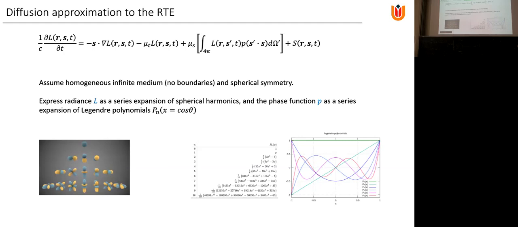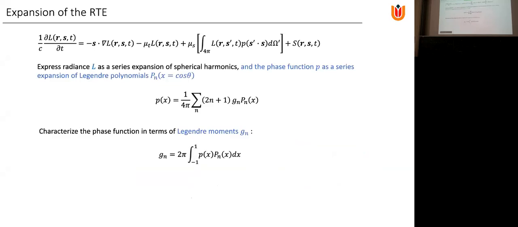And what we can do is express the radiance in the top equation as an expansion of spherical harmonics. That is just like the Taylor expansion, but then in a spherical geometry. So we expand the radiance as an expansion of spherical harmonics. The phase function is also in there. It's a series of Legendre polynomials, so this whole expression gets expanded. The phase function is a function of x, which is cosine theta, and becomes an expression like that.